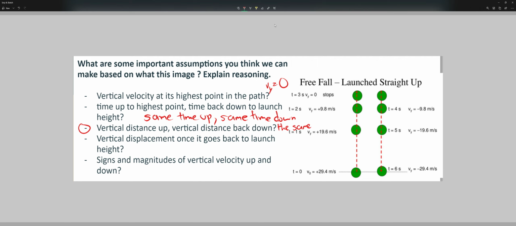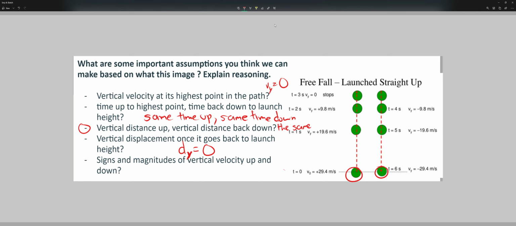What about my vertical displacement once it goes back to its launch height? We launch at a certain height and then it lands back at the same height. What can we say about my vertical displacement? Well, it would be 0. I didn't move anywhere. My displacement is how far you are from where you started. If you land at the same height, you are 0 meters from where you started. So my displacement in the y direction is 0.